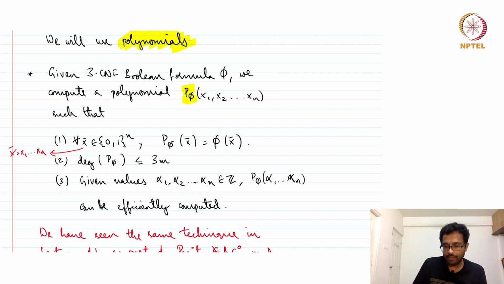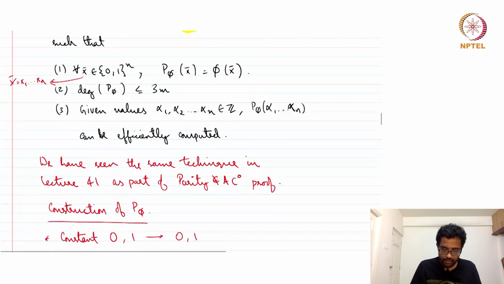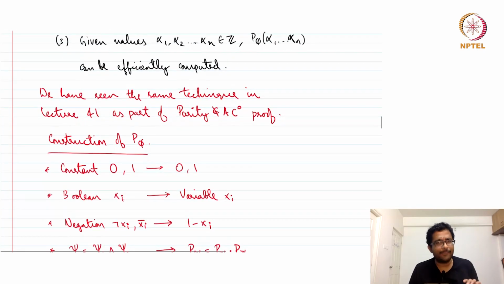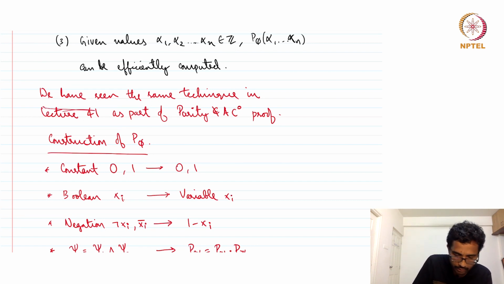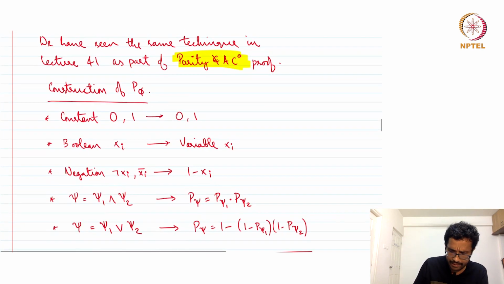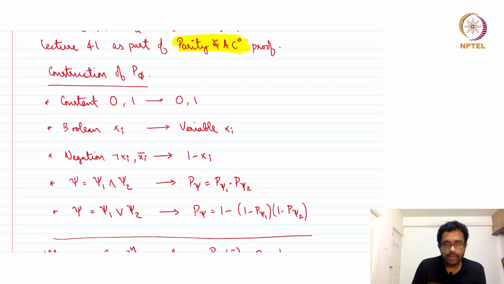Further, this polynomial will be a very structured polynomial that can easily be computed given the inputs x1, x2 up to xn, or even given any integer inputs alpha 1, alpha 2 and so on. In fact, we have seen almost the same technique in the proof that parity is not in AC0 by Razborov and Smolensky in lecture 41. You can go look up those lectures; there it was for a specific field, but the idea is exactly the same. So how do we construct p phi given phi?